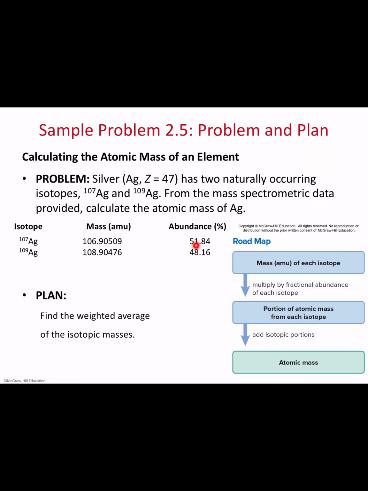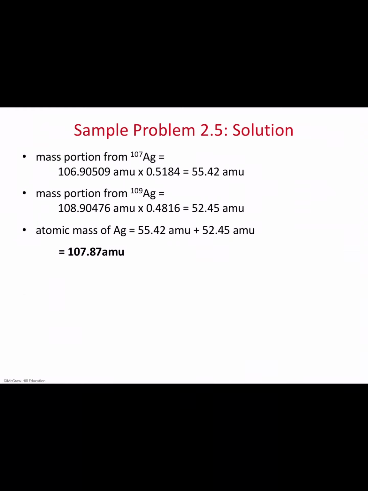So we have to take into consideration both of these masses and their percentages. Okay. So how are we going to do that? We're going to find the atomic mass unit of each isotope, which is given to us, and multiply it by this percentage, the portion of atomic mass from each isotope. And then you add the isotopic proportions together to find the atomic mass, like this.